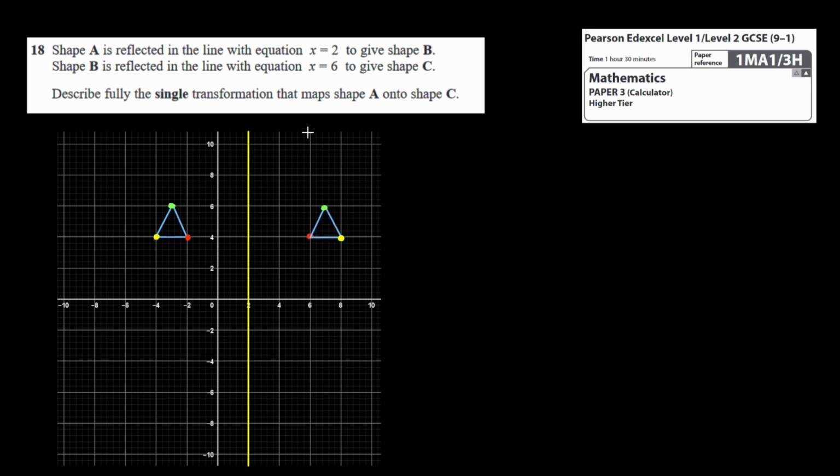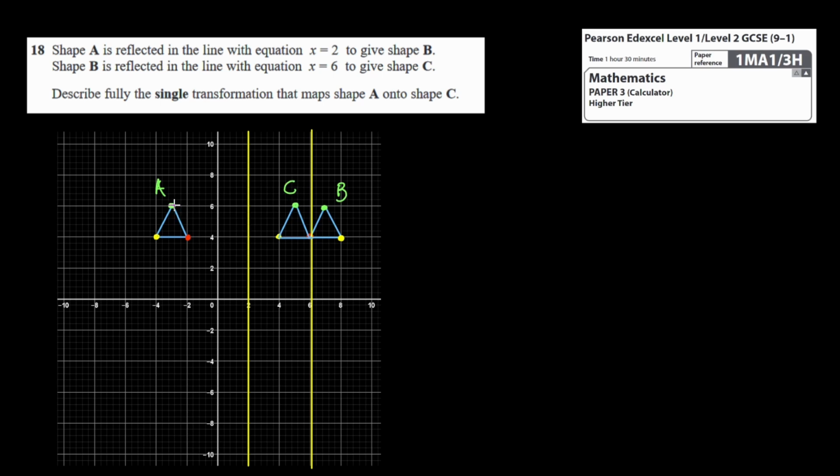Now we're going to be reflecting in the line x = 6. Now our red point will not move, but the yellow point, now 2 coordinate points to the right, will be 2 coordinate points to the left. And we can draw our shape. Again, there's no vertical transformation, this being the green point up here. This is shape A, this is shape B, and this is shape C.